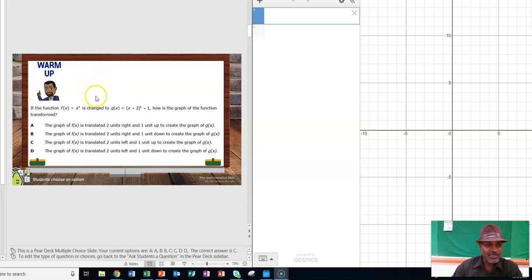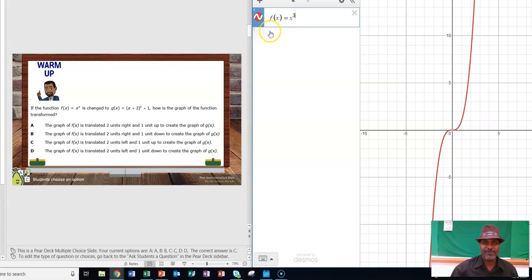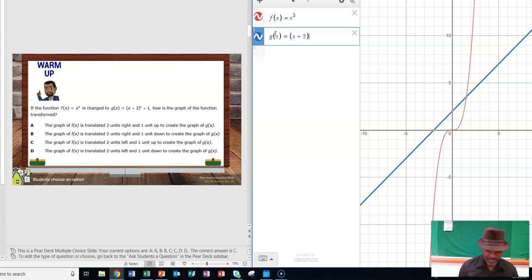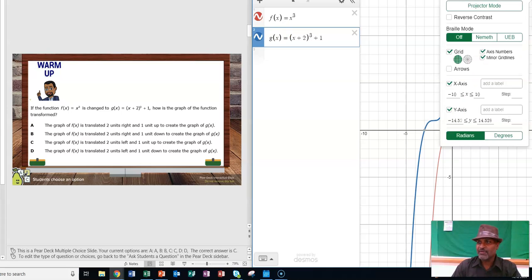All right, so we started out in the warm-up and we want to do the transformation of this graph. So we did f of x equals x, and I believe that was x cubed. We got that graph right here. Then what if we change that to g of x equals x plus 2, and I want to cube that, and plus 1. Okay, now look at what happened to the graph.